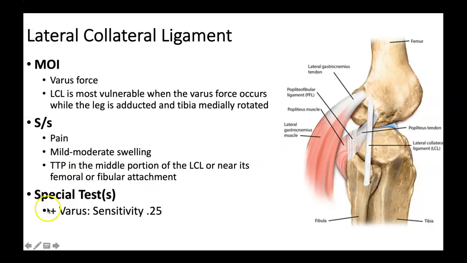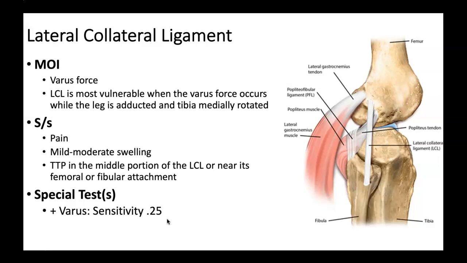And then here's the terrible thing about the special test: the varus stress test has a relatively low sensitivity. So if we have a negative, we're only 25% certain that the patient doesn't have it. So that doesn't help us. So again, we're going to have to go back to a clustering approach.